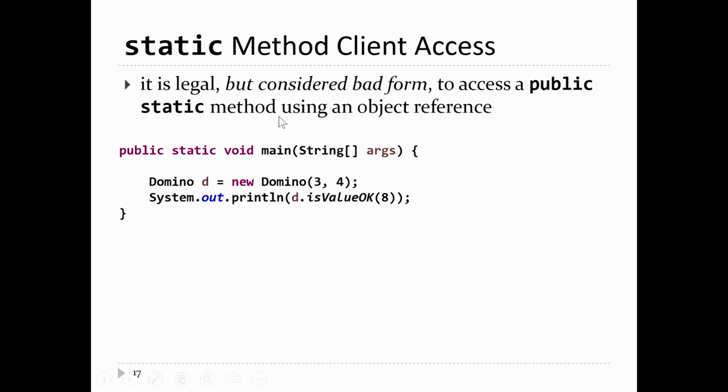Just like static fields, it's legal but considered bad form to use an object to call a static method. So you can make a Domino object here, and then use that object to call a static method. Again, you should avoid doing that. If you have a static method, you should use the name of the class to call it.